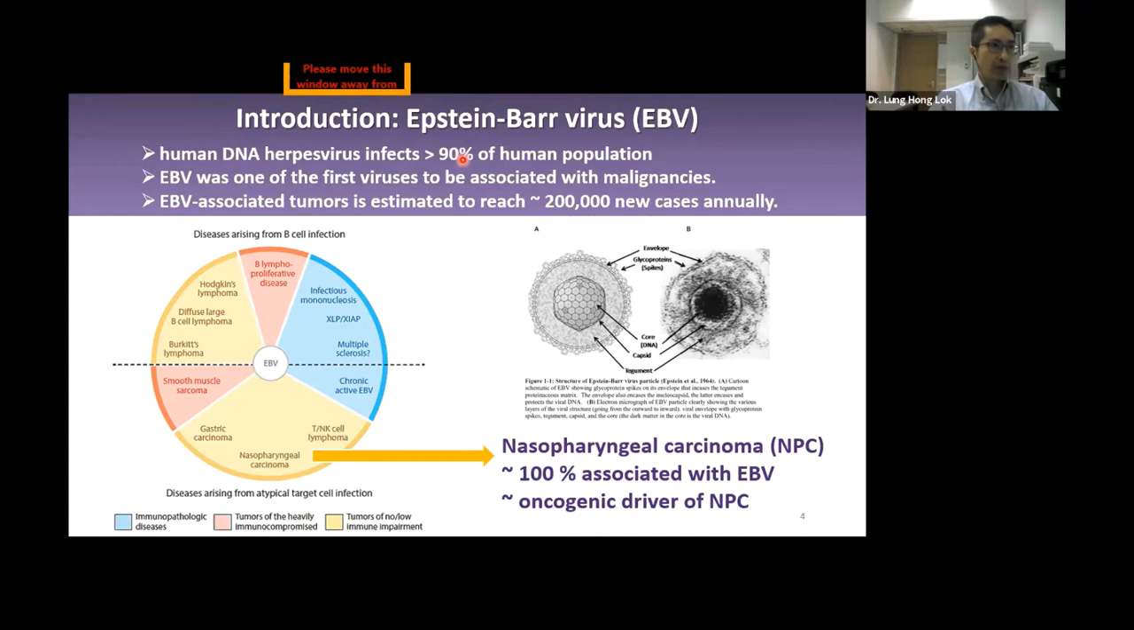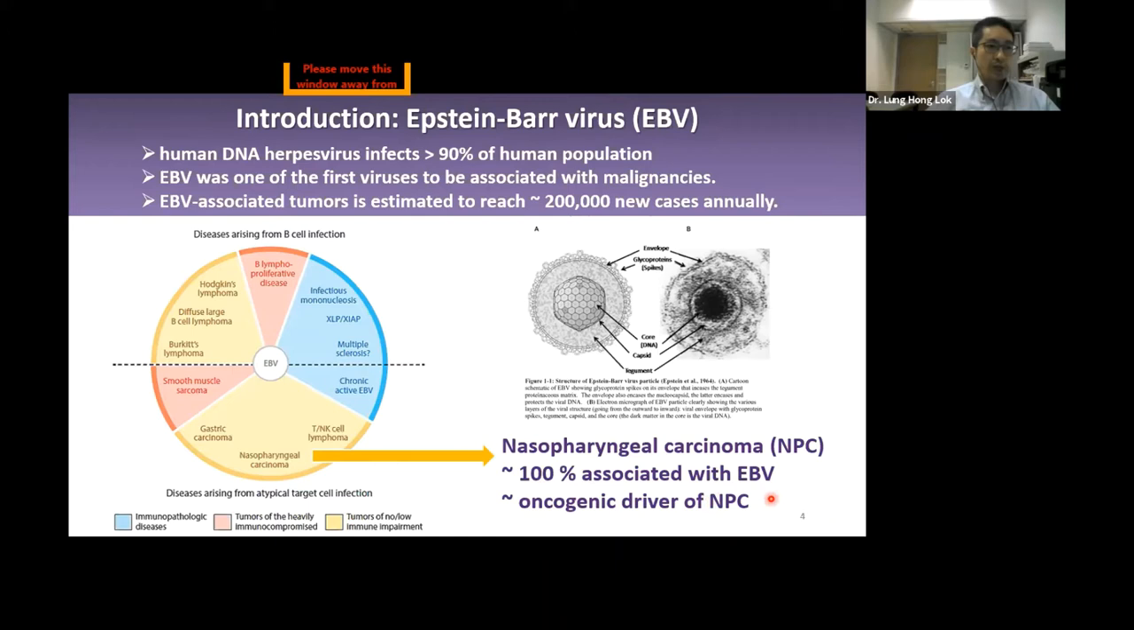And EBV is one of the first viruses found to be associated with tumor development. As you can see on this circle, it indicates the different types of EBV-associated malignancies. Out of those malignancies, there's one cancer type called NPC, nasopharyngeal carcinoma. What's so special about this cancer? This cancer has the most intimate relationship with EBV. It has 100% association with EBV, so the relation is almost absolute. Which means all the tumors found in NPC patients carry the EBV virus. So people in the field tend to believe that EBV can function as an oncogenic driver for NPC development.